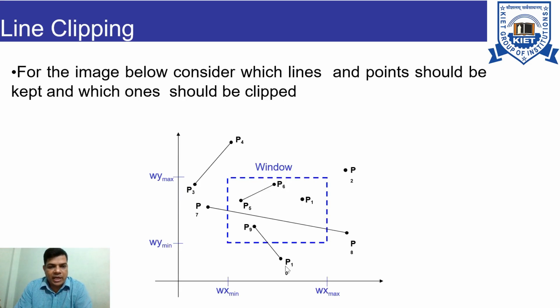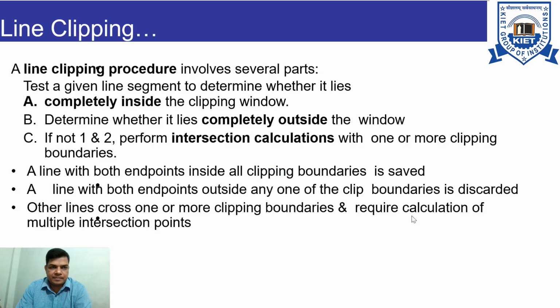Then we can see that for line P1 P9, half of the line is inside the window and half is outside the window. So the portion which is inside the window, we will keep for display, and the rest of the portion which is outside the window, we are ignoring. And similarly we are doing for line P7 P8.